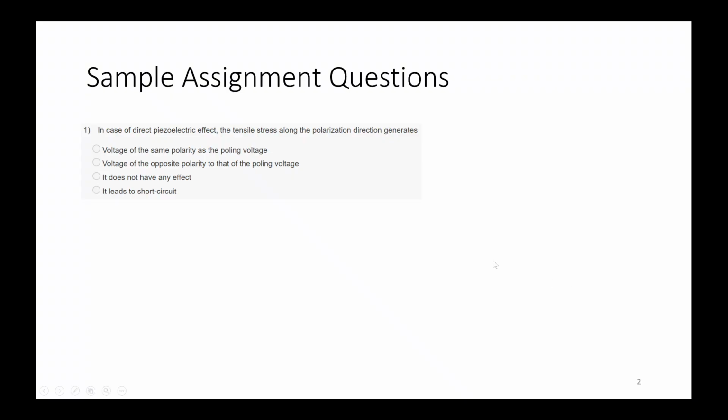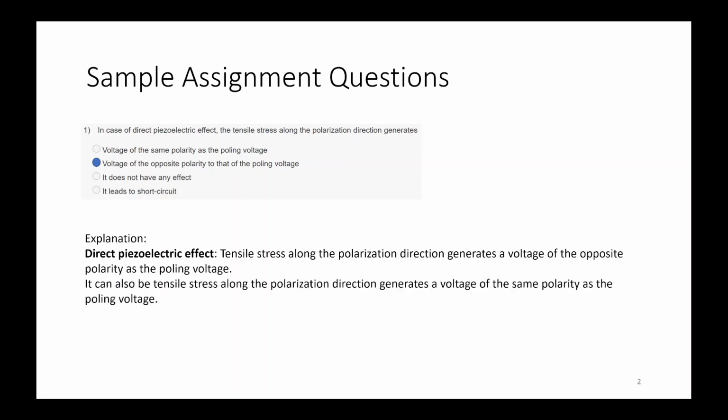Firstly, we'll be going through some sample assignment questions. The first question is: in case of direct piezoelectric effect, the tensile stress along the polarization direction generates. Your options are voltage of the same polarity as the poling voltage, voltage of the opposite polarity to that of poling voltage, it does not have any effect, or it leads to short circuit. Your answer will be voltage of the opposite polarity to that of poling voltage.